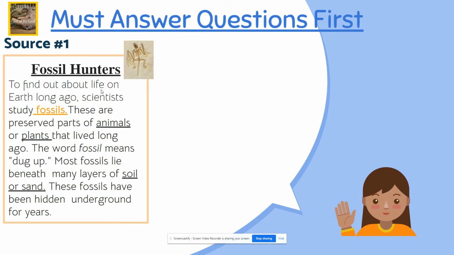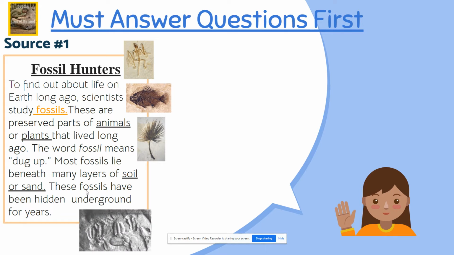Here it says fossil hunters. To find out about life on Earth long ago, scientists study fossils. These are preserved parts of animals or plants that lived long ago. The word fossil means dug up. Most fossils lie beneath many layers of soil or sand. These fossils have been hidden underground for years.